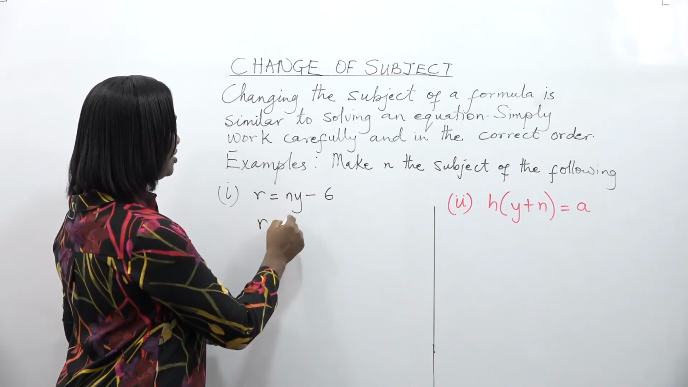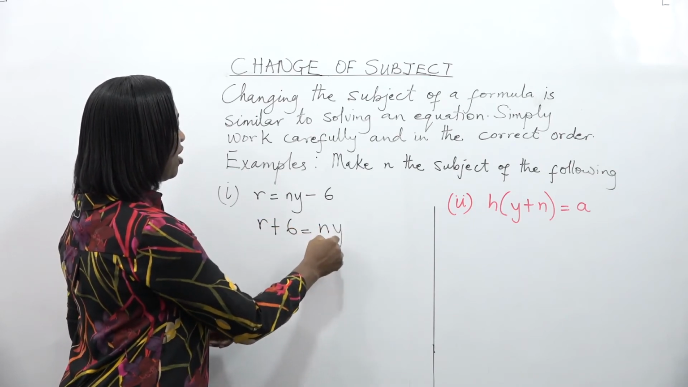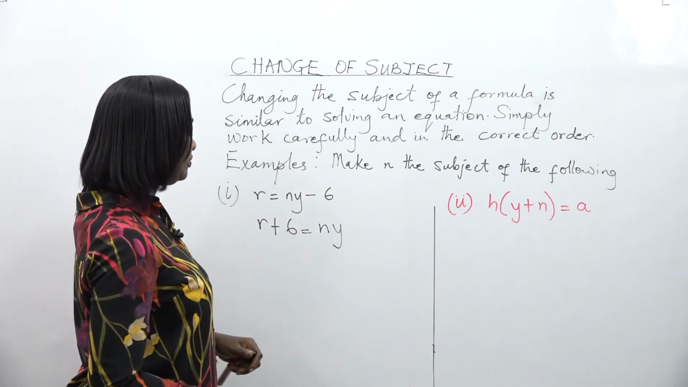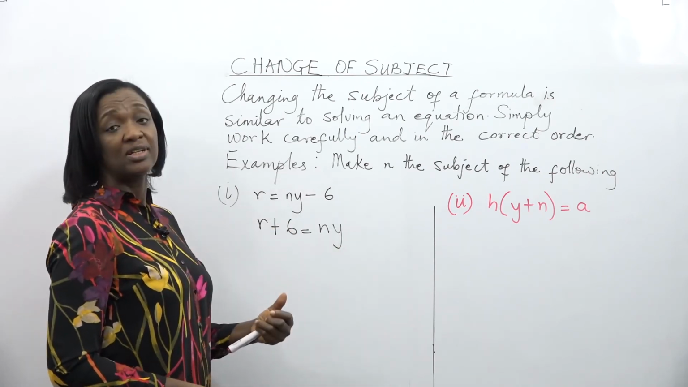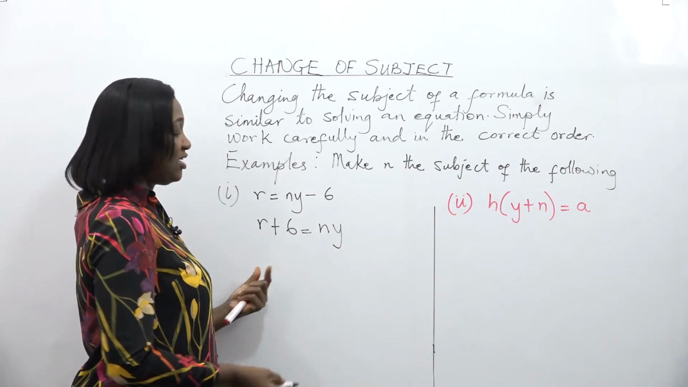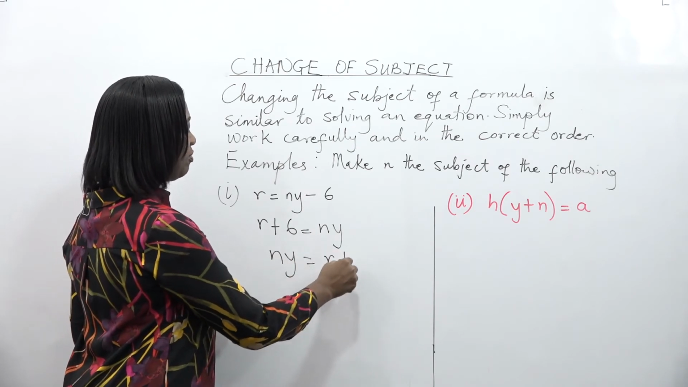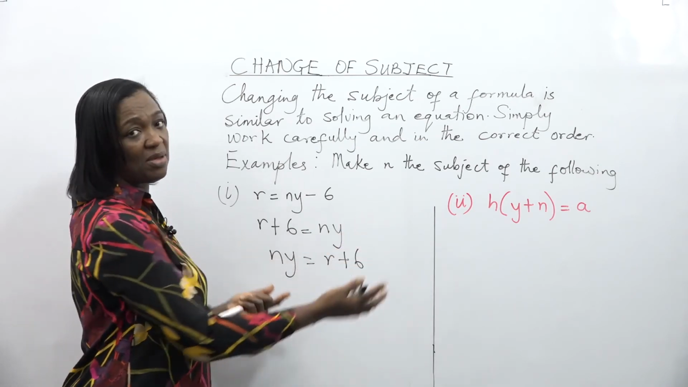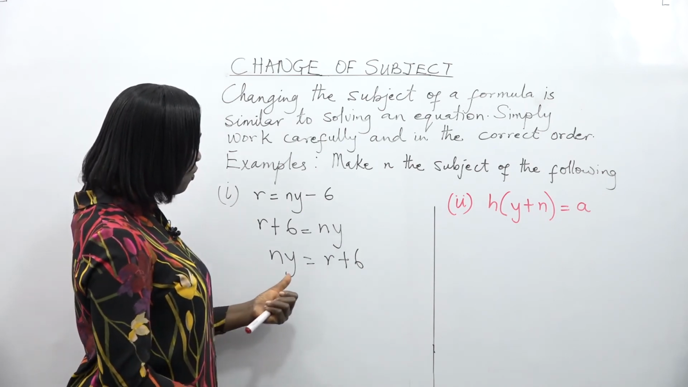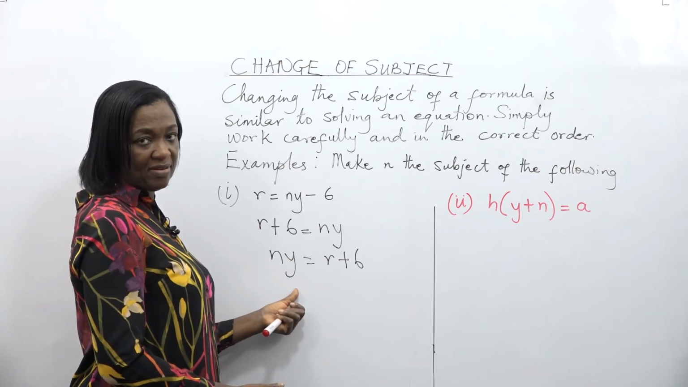So r plus 6 is equal to ny. Minus 6 changes to plus 6 as it crosses the equality. At this point, we can now write ny on the left-hand side. So it becomes ny is equal to r plus 6. Both of them are the same. It doesn't make any difference. We want to take y, to detangle y from n.